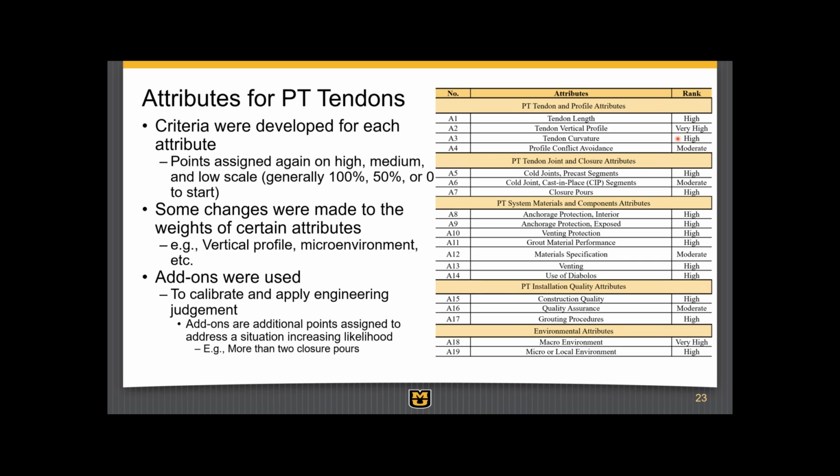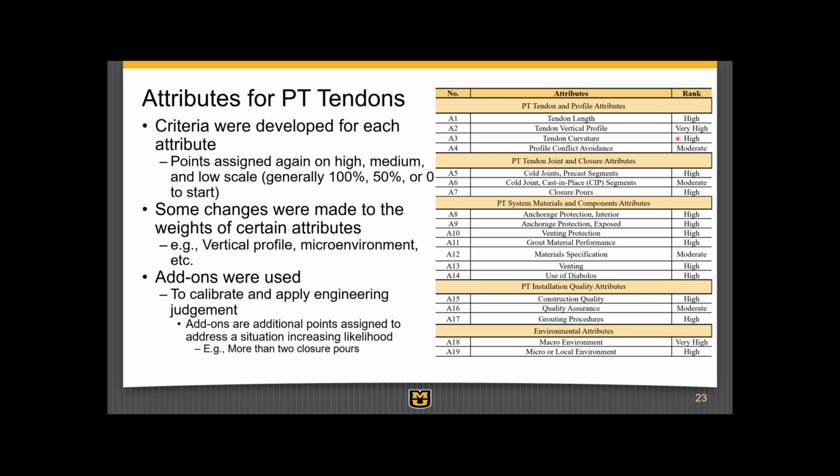We also use some add-ons just to calibrate the model and apply some engineering judgment to some particular things along the way. One example was one of the characteristics: the likelihood that there was going to be an ingress of water and corrosive products at a closure pore. If you had one closure pore as compared to having 2 closure pores, you'd say the likelihood is probably less if we only have one of them. If we have twice, we have more likelihood that that's going to occur somewhere on the bridge.